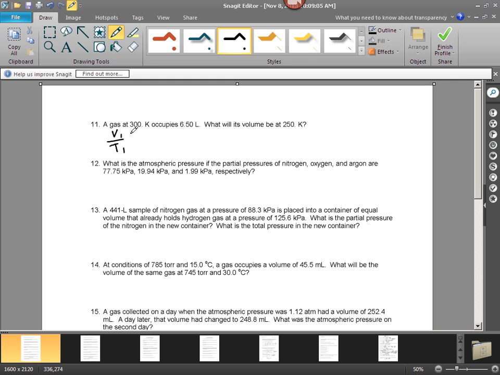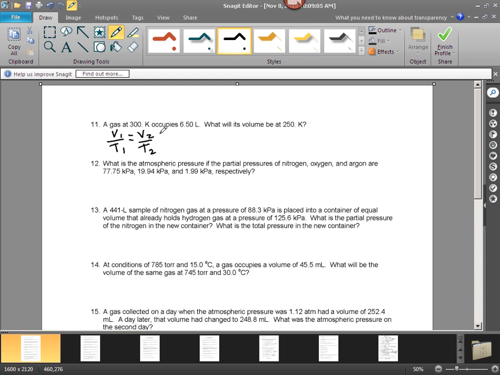V1 over T1 is equal to V2 over T2. The P1 and the P2 end up getting canceled out because there's no discussion of pressure. Therefore, we can assume it doesn't change. You don't have to remember Charles' law. You just need to know that it is a direct relationship. When you have something on the top and the bottom, or numerator and denominator, it has a direct relationship. So we would expect with this decrease in temperature for the volume to also decrease.